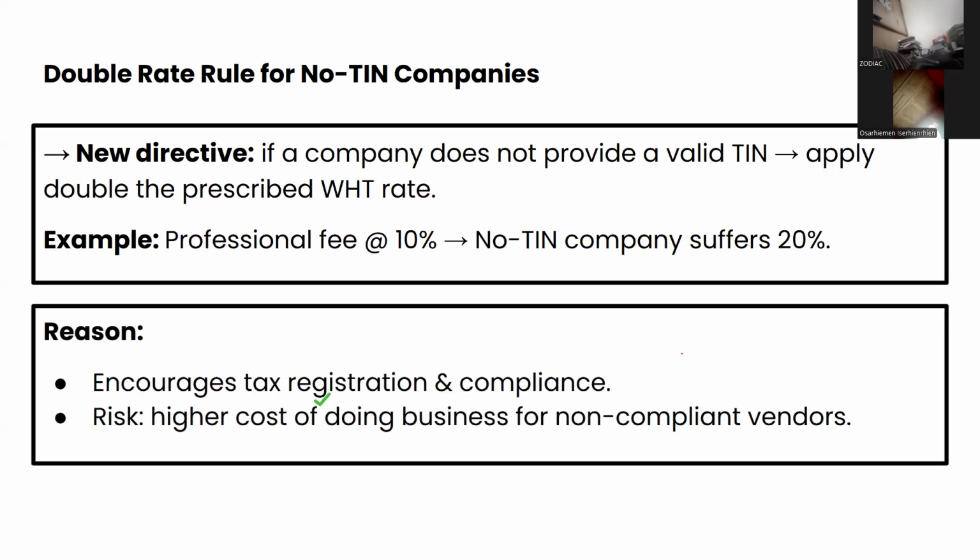The reason why they decided this is to encourage tax registration and compliance. That's one of the reasons why you need to charge double. Two, higher cost of doing business for non-compliant vendors. So by the time non-compliant vendors see that it's higher, they are incurring higher cost to do business, they will jump into the tax net. Does this make sense?